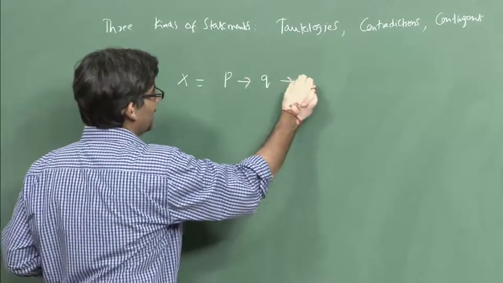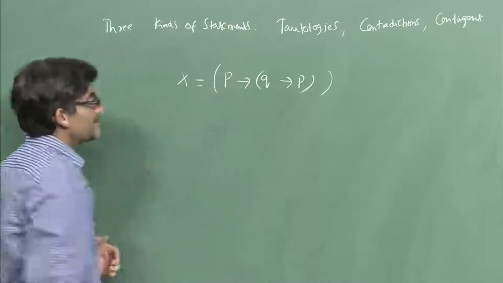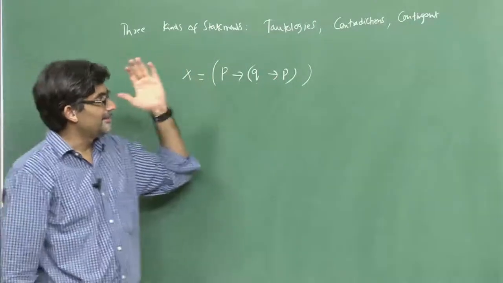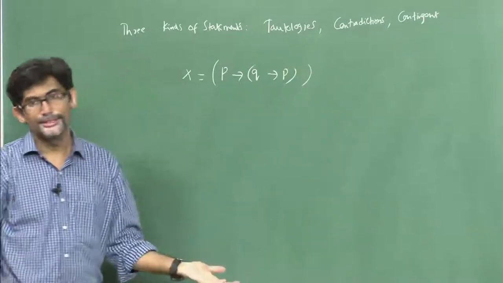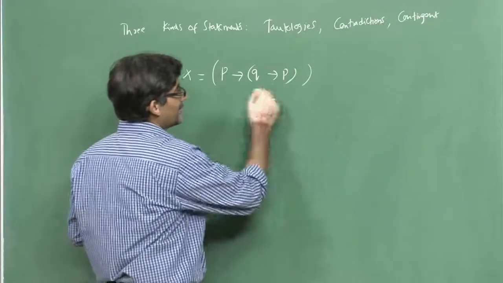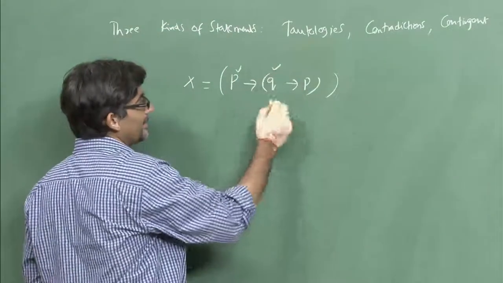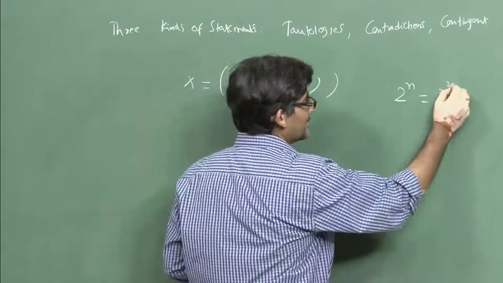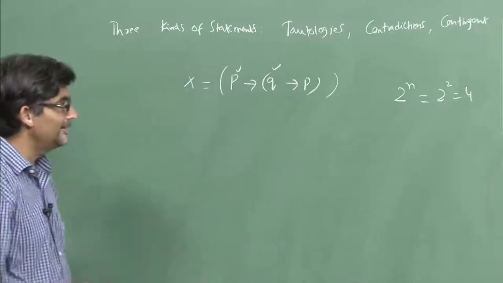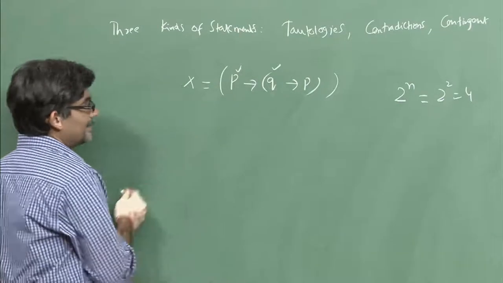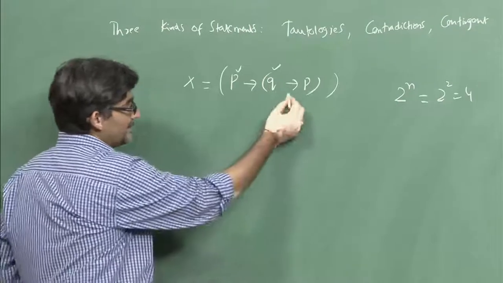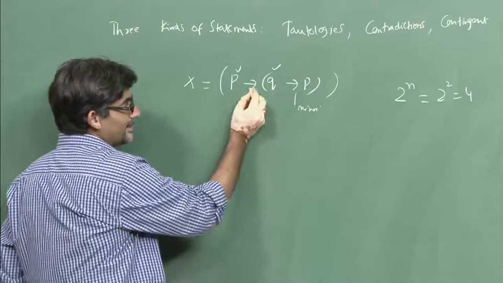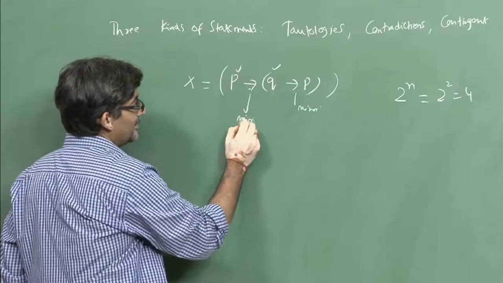Suppose you have a formula like this. Now we want to check whether this particular formula is a tautology or a contradiction or a contingent statement using the truth table method. There are two variables here, p and q. So 2 to the power of n entries are possible in a truth table. That means 4 entries are possible in a given truth table. This is considered to be a minor logical connective because it connects only two variables. Now this is considered to be a major logical connective.